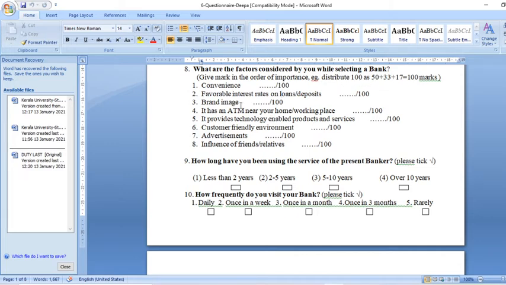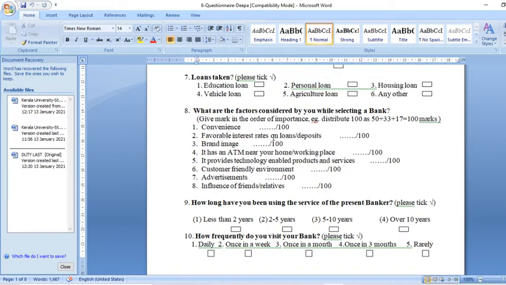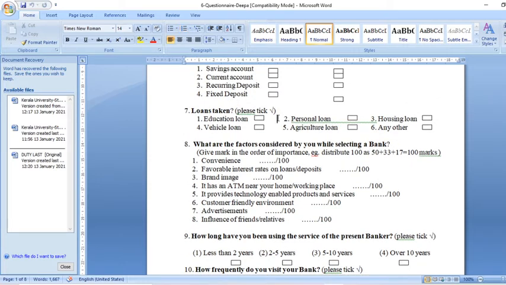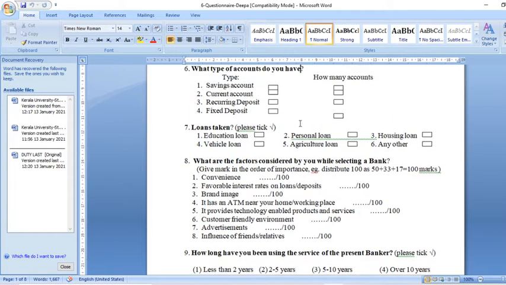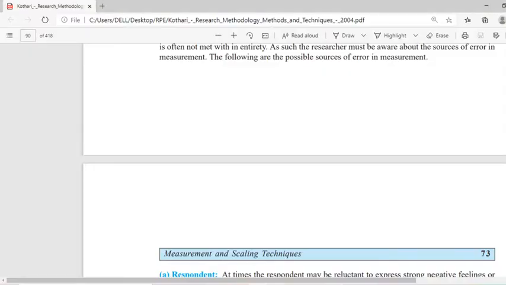Distribute 100, okay, so we can give marks to the variables, and that will give a preference. So these variables can be considered as an ordinal scale. Okay, there is a preference, ordinal scale. This other one is only a nominal scale, just to tick, just to select the category only. There is no preference. Okay. So I think you got the idea.